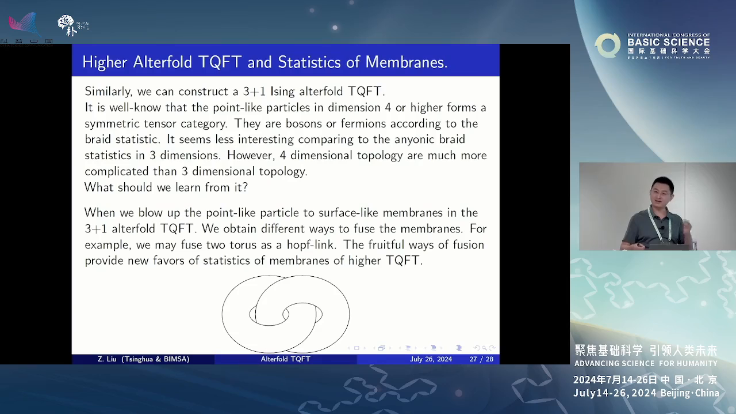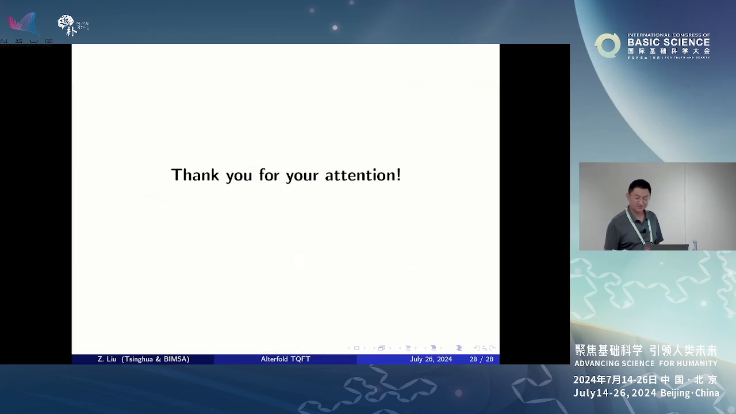So indeed, the higher dimensional statistic is much, much richer than the lower dimensional case. And we should expect to study more about that in the near future. Well, thank you for your attention.